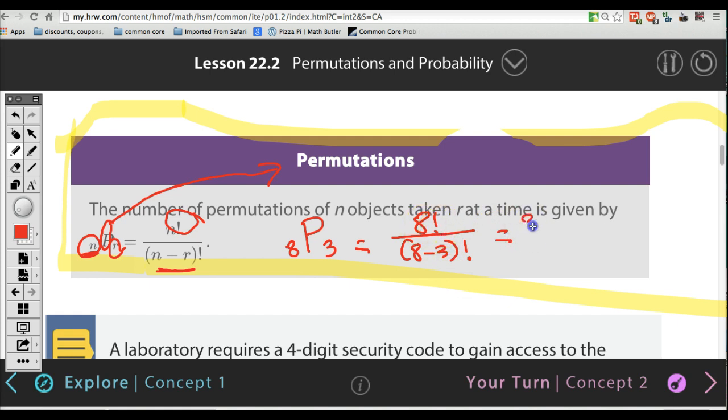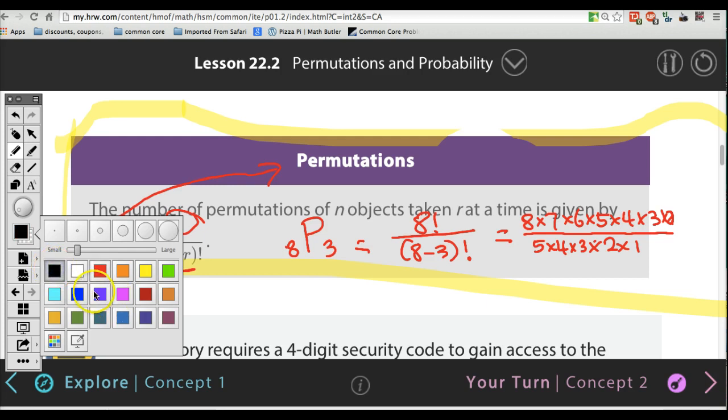8 factorial means 8 times 7 times 6 times 5 times 4 times 3 times 2 times 1. And what is 8 minus 3? That's 5. So what's 5 factorial? 5 times 4 times 3 times 2 times 1. Okay, so then obviously, because this is a number divided by another number, we can actually simplify it, can't we? Yes, we can.